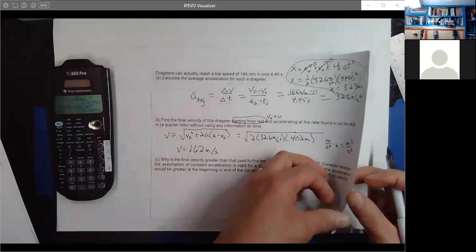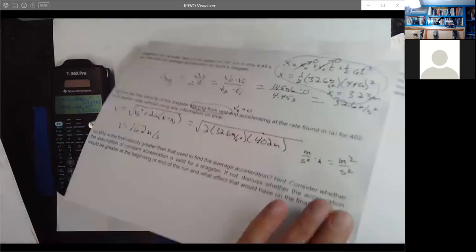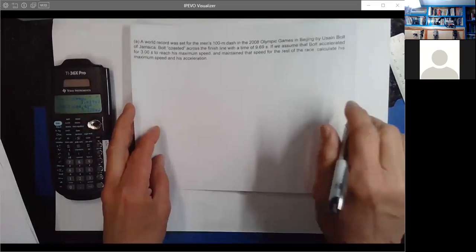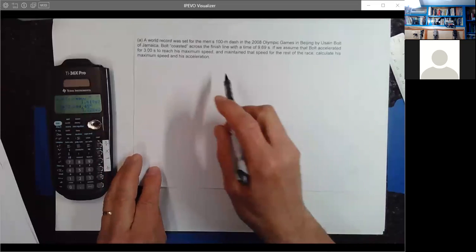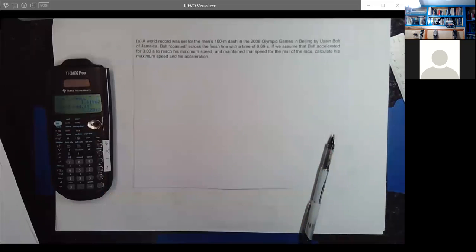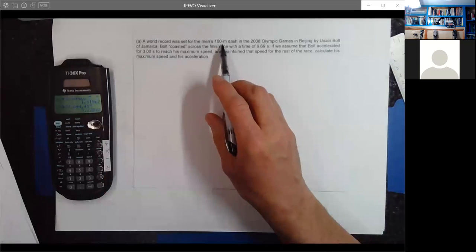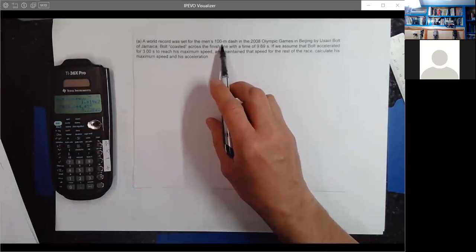Okay, that was a pretty good one. Okay, I remember watching the 2008 Olympic Games on TV, and a world record was set for the men's 100-meter dash by Usain Bolt of Jamaica, an amazing runner. He just left everybody behind. Well, that's why he won. Anyway, 100 meters, and this would be a very precisely measured 100 meters, by the way. This is probably good to just about the nearest millimeter, I think.